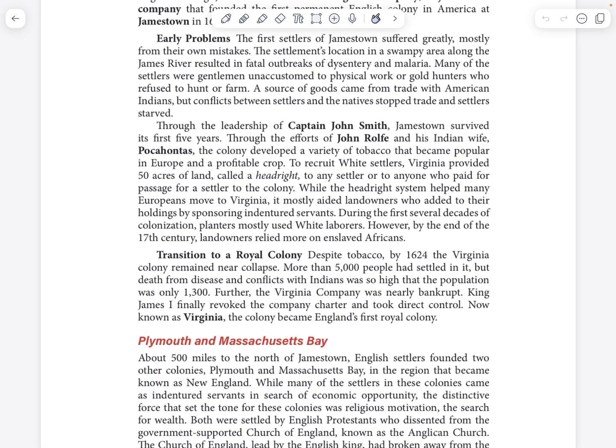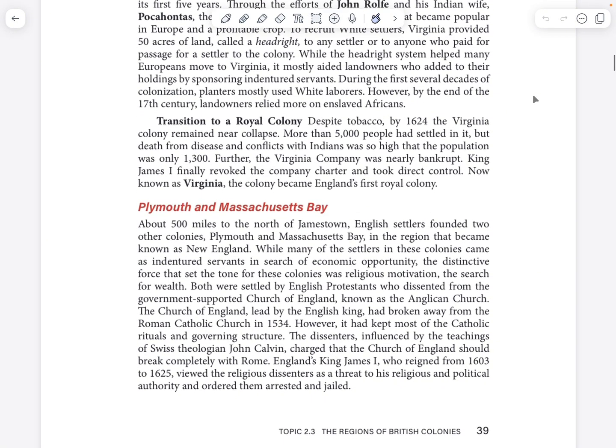Transition to a royal colony. Despite tobacco, by 1624, the Virginia colony remained near collapse. More than 5,000 people had settled in it, but death from disease and conflicts with Indians was so high that the population was only 1,300. Further, the Virginia Company was nearly bankrupt. King James I finally revoked the company charter and took direct control. Now known as Virginia, the colony became England's first royal colony.